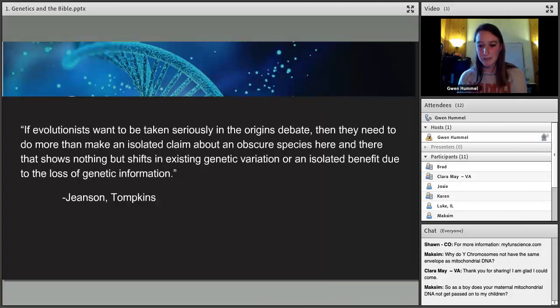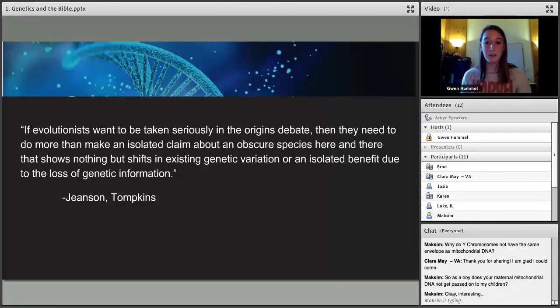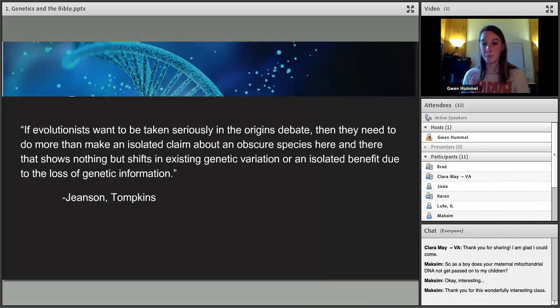As a boy, does my maternal mitochondrial DNA not get passed on to my children? That's exactly what that means. You inherited that from your mom, and there's nothing else. Everything's come from your grandma, the woman before that, etc. So your mitochondrial DNA from your mom will never be passed on to your children as a boy. But you always have the chance to pass on your Y chromosome DNA, and that's still unique to you.